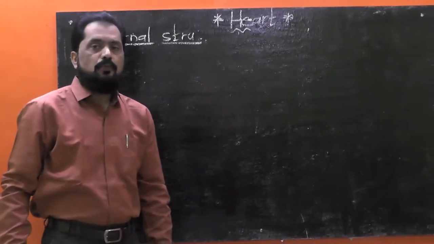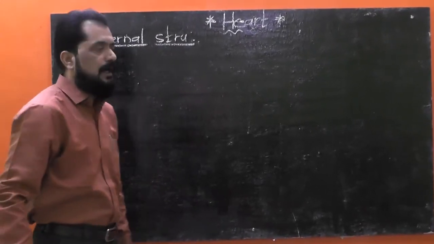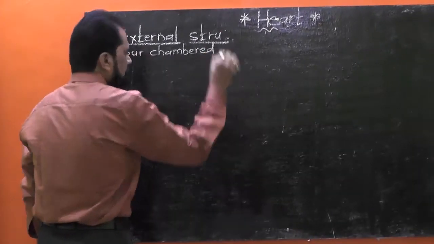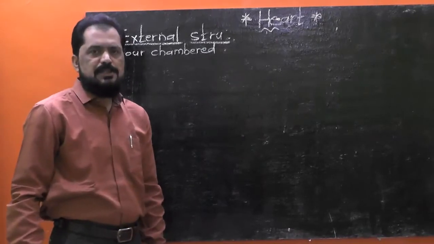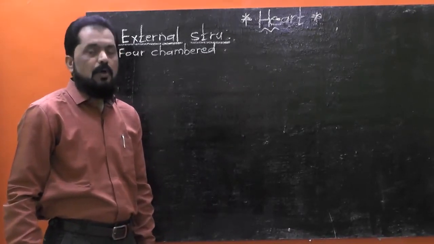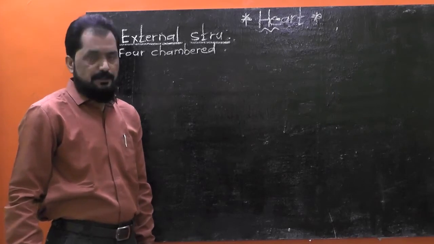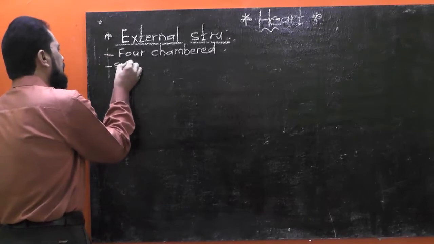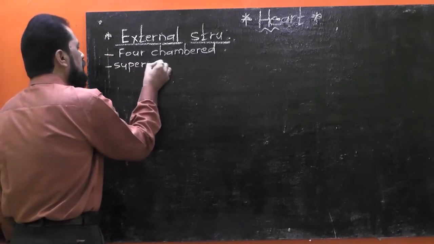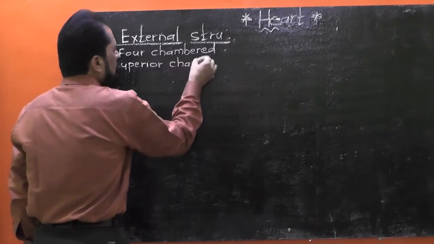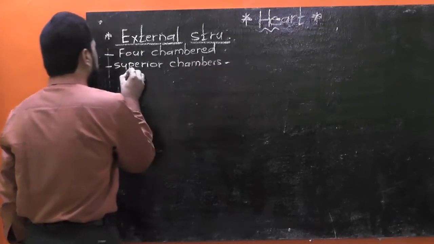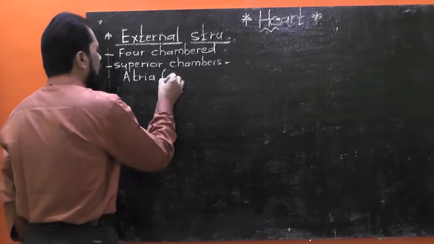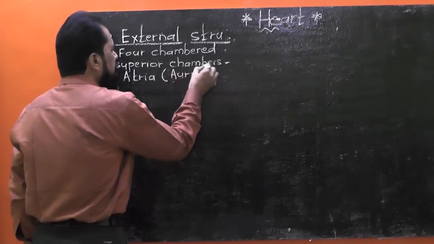As all of you know, the human heart is four chambered. That is, the human heart consists of four chambers, of which the superior or upper and smaller chambers are known as atria. Superior chambers are known as atria. Singular atrium, plural atria, or may be known as auricles.